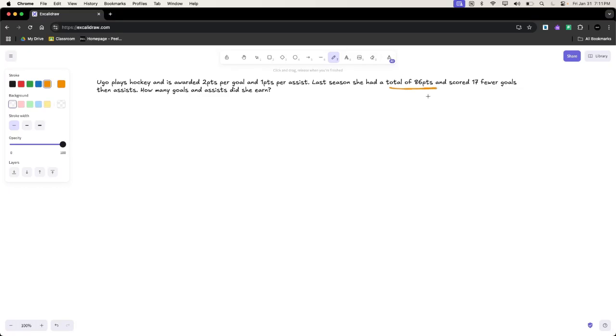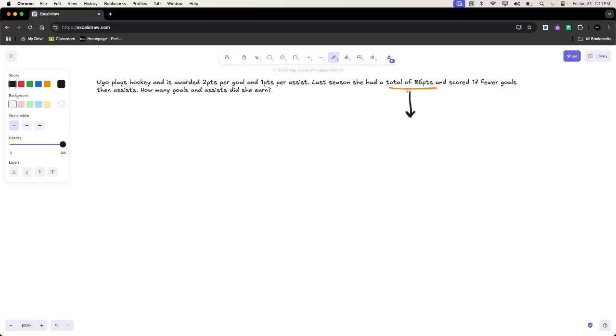Total of 86 points, and she scored 17 fewer goals than assists. How many goals and assists did she earn? Well, if we look here, when we're talking about this total of 86 points, what do we really mean? All right, that was an ugly arrow. So, what do we really mean when we say that there's a total of 86 points?